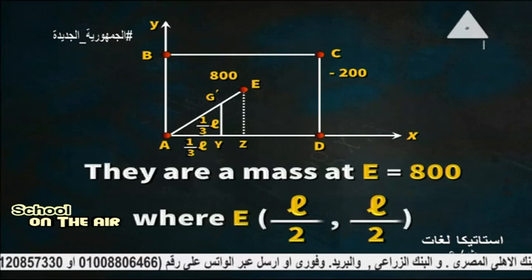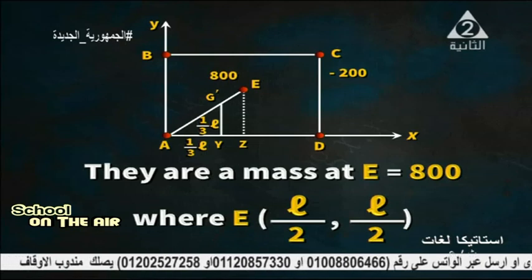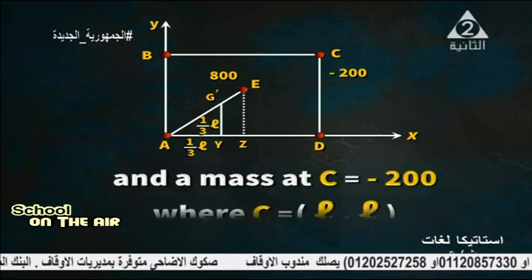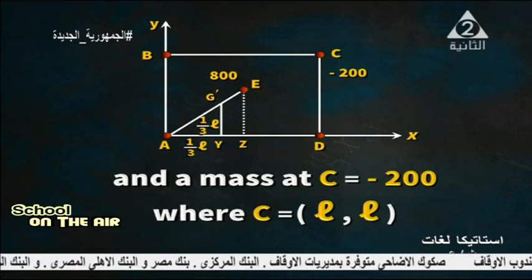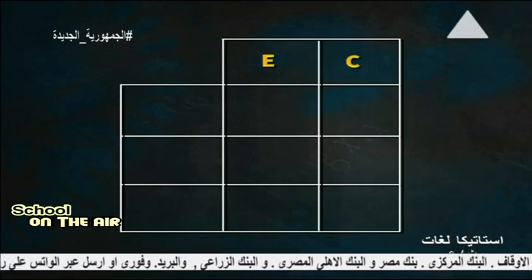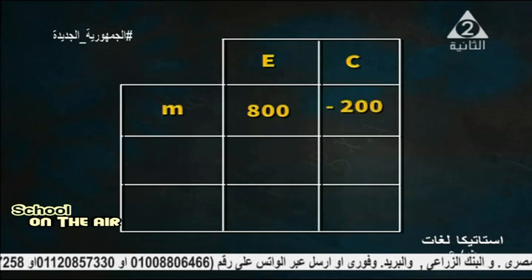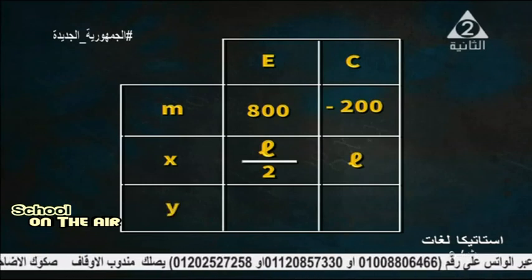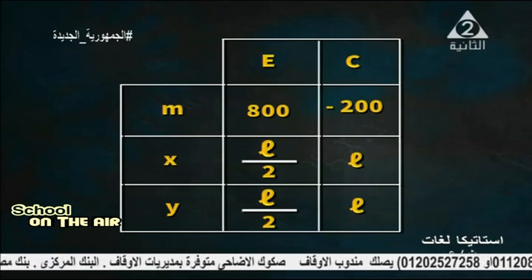We form a table. The mass at E is 800, its coordinate at E is L over 2 and L over 2. At C the mass is negative 200, and the coordinate of point C is L and L. We form a table with two masses and two coordinates. The X coordinate at E is L over 2, at C it is L. The Y coordinate at E is L over 2, at C it is L.